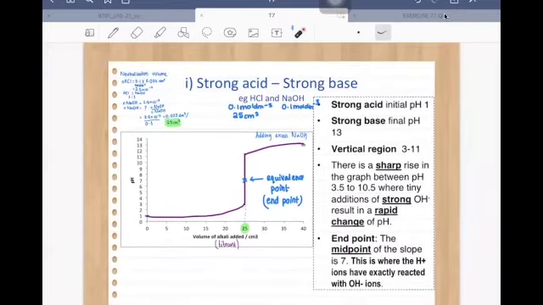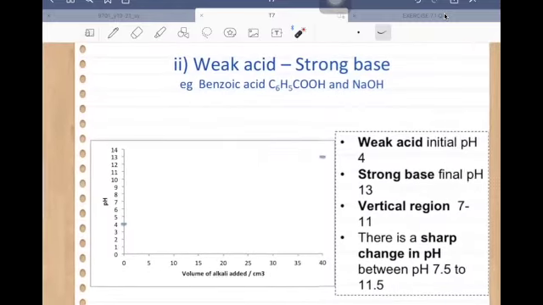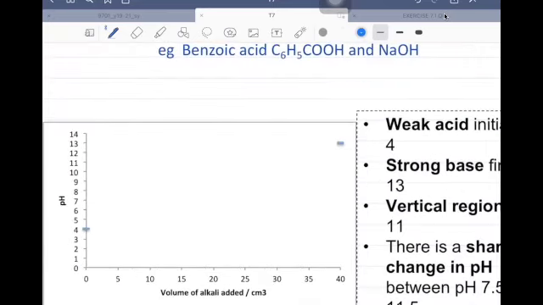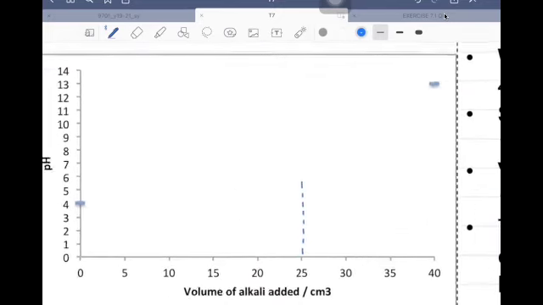The next example that we are going to look at is a combination of weak acid and strong base. Again, remembering that we have the acid in the conical flask, assuming that the concentration and volume are also the same, so we don't have to redo our calculation. That means our volume of neutralization will happen at 25 centimeter cube.